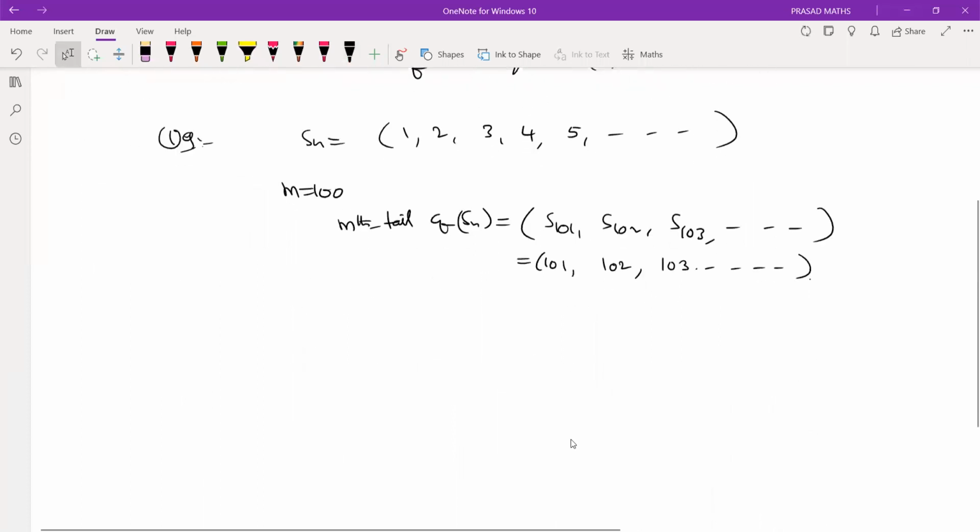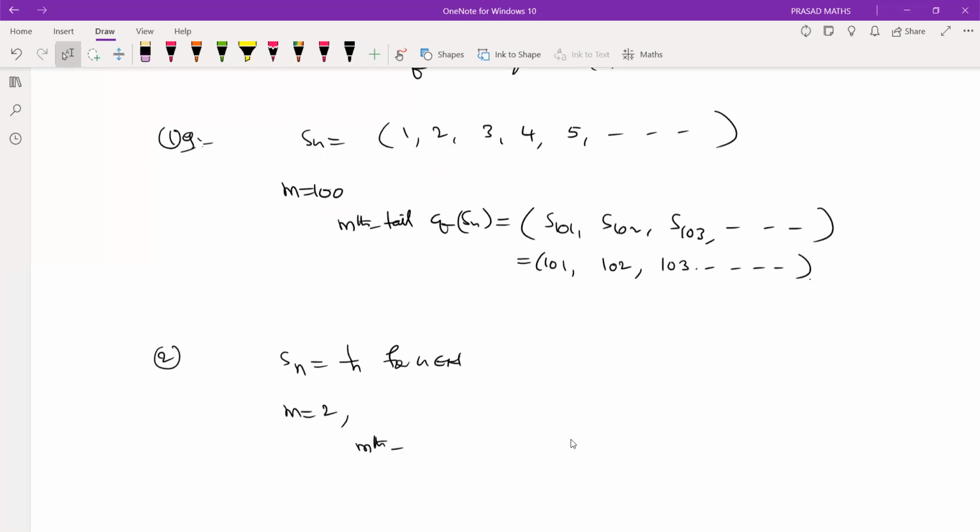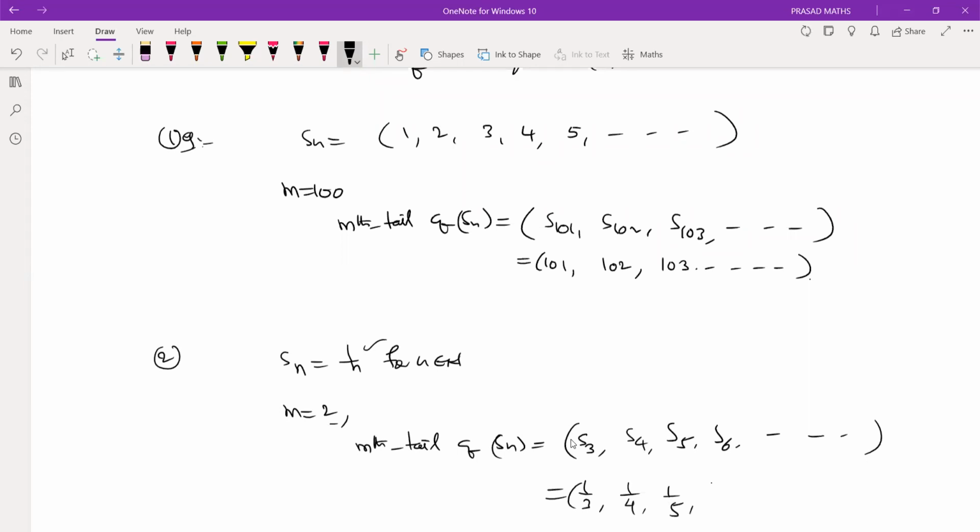Suppose we take another example. Sn is equal to 1 by n, for n belonging to natural numbers. Suppose my m is 2. So what is my mth tail of the sequence? Sm plus 1 means S3, Sm plus 2 means S4, S5, S6. That means S3 is nothing but 1 by 3, S4 is nothing but 1 by 4, S5 is nothing but 1 by 5, and it goes on like this. So this is about a tail of the sequence.